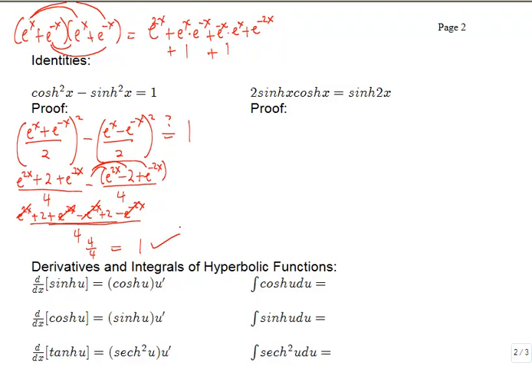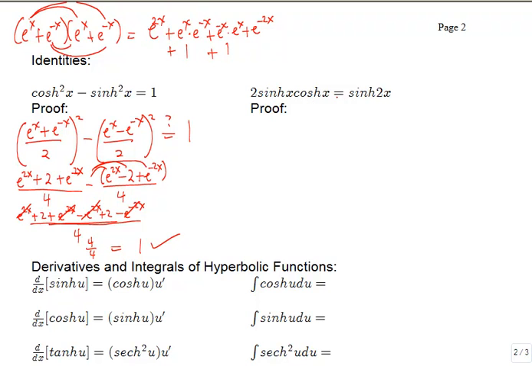So that's our proof of this identity, the Pythagorean identity, if you will, for the hyperbolic cosine and sine. So instead of adding the squares to get 1, you subtract to get 1. Now also remember an identity from our trigonometric functions, the double angle identity.